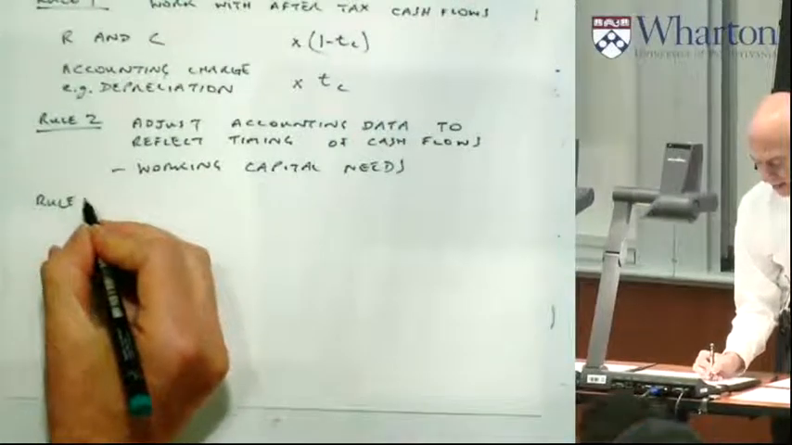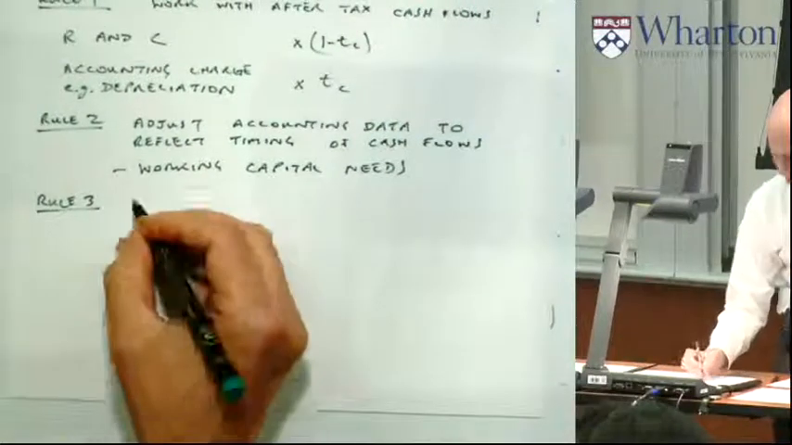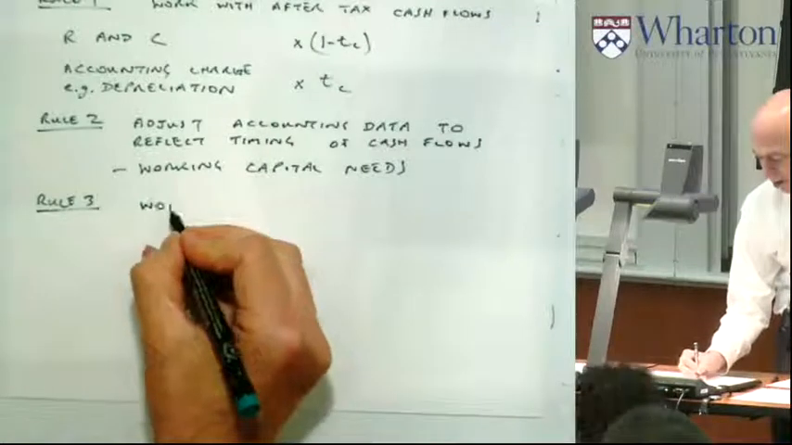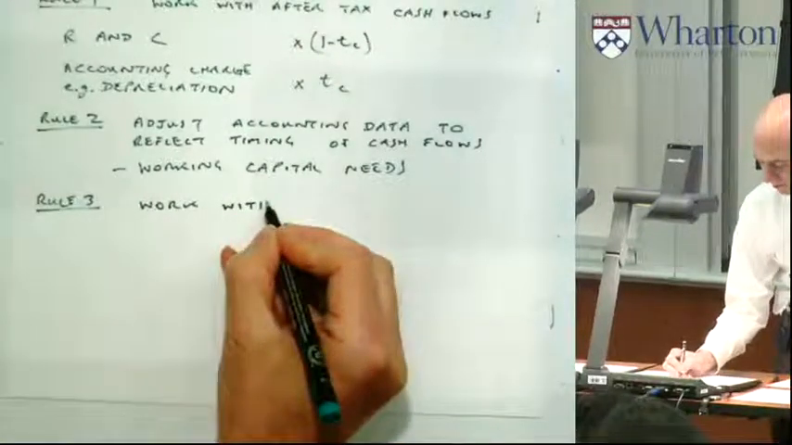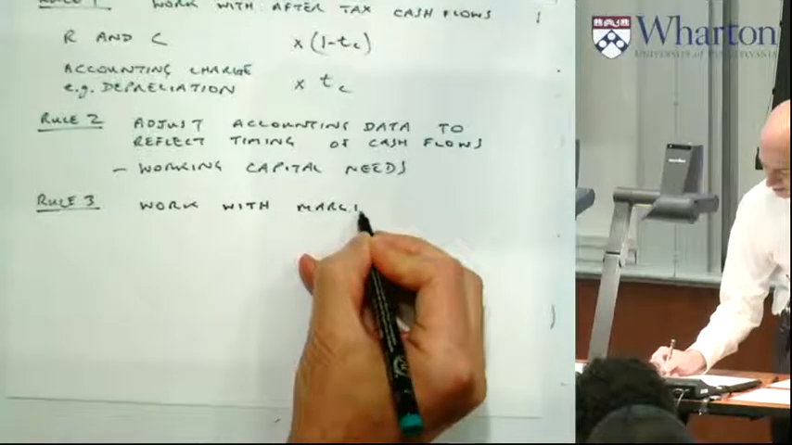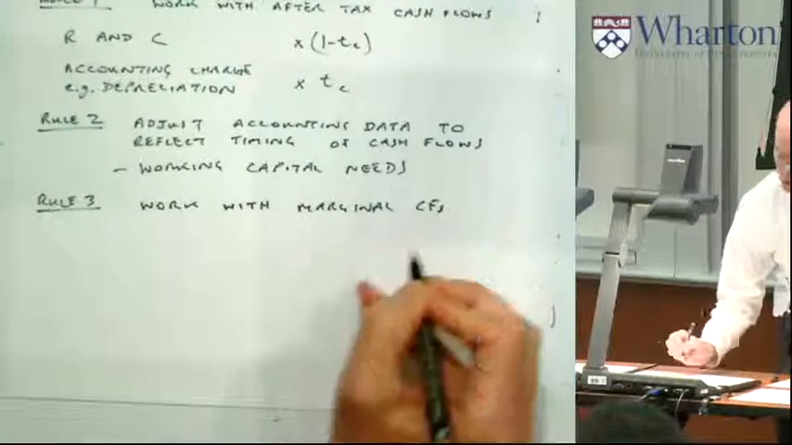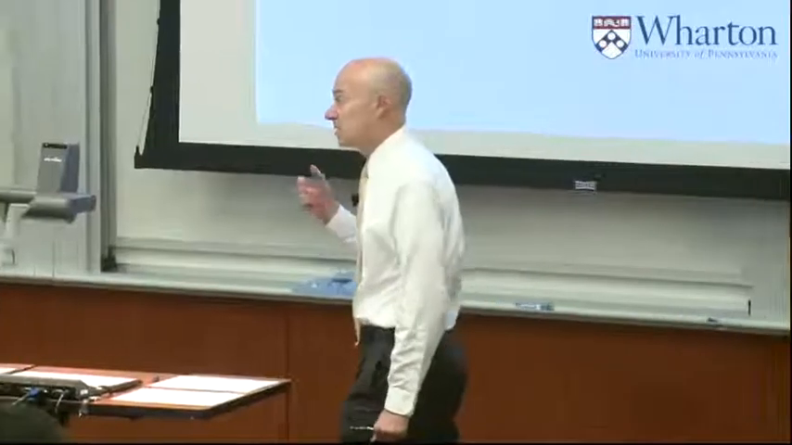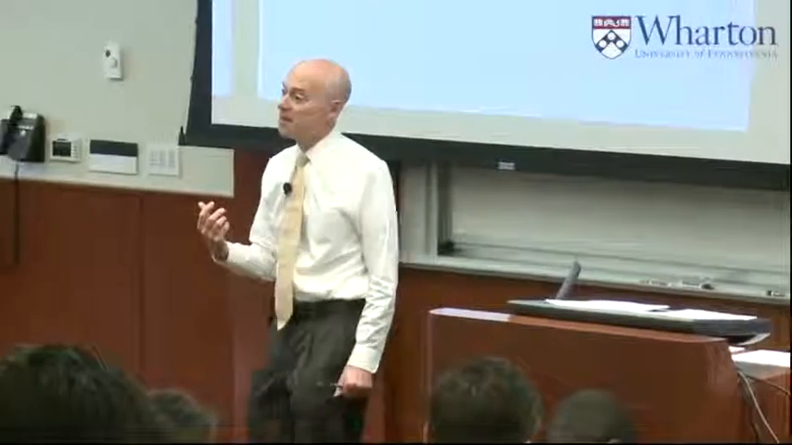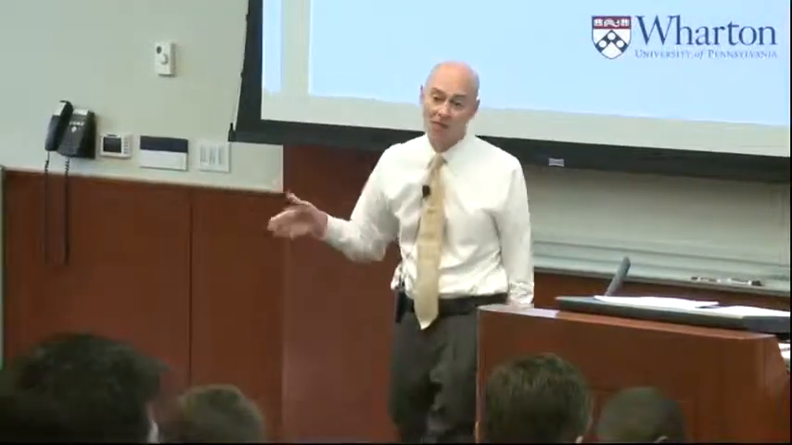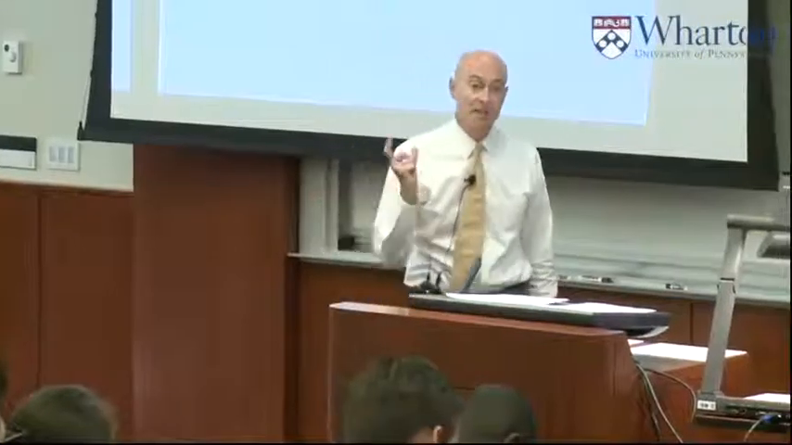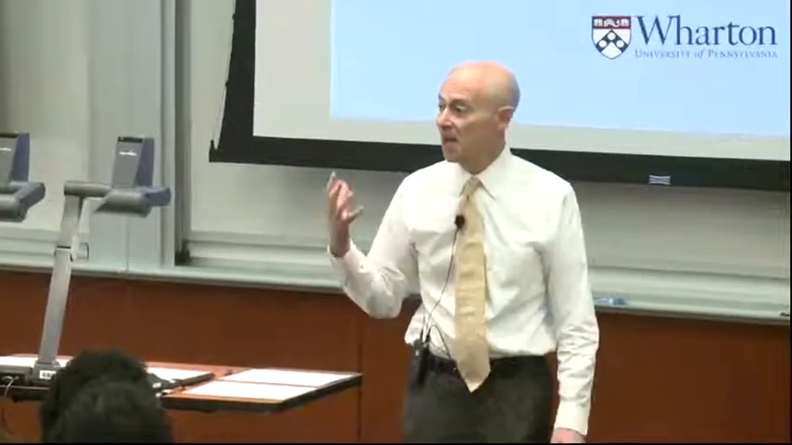Rule 3, we need to work with marginal cash flows. What do we mean exactly by that? Well, suppose we're thinking about doing a project. We look first of all at the cash flows each year generated by the firm without the project, and we compare those with the cash flows generated by the firm with the project. The difference between the two, the with project minus without the project, are the marginal cash flows, and that's what we're interested in.